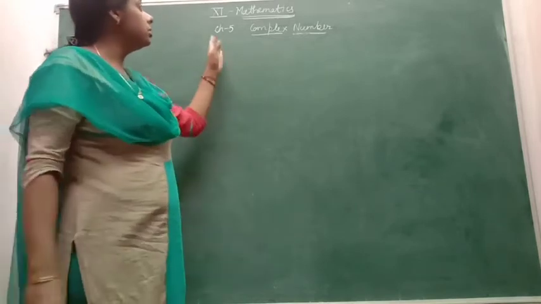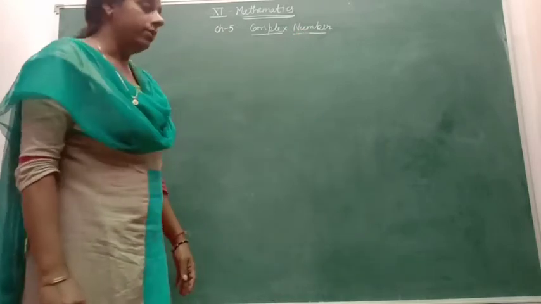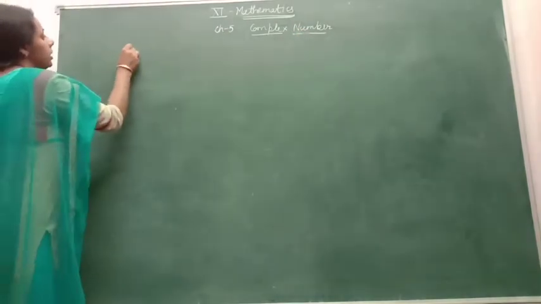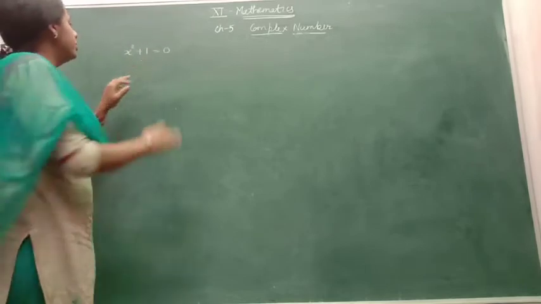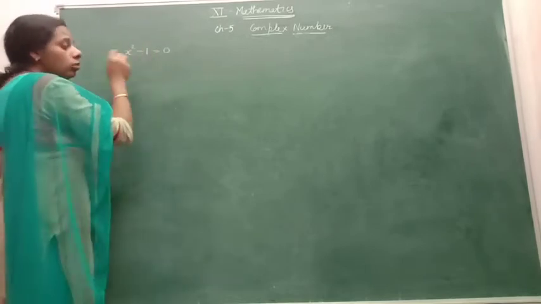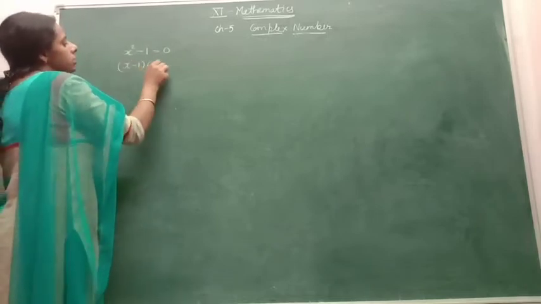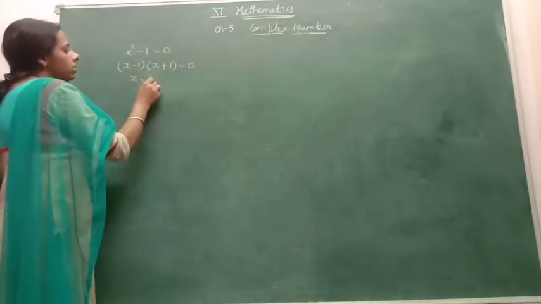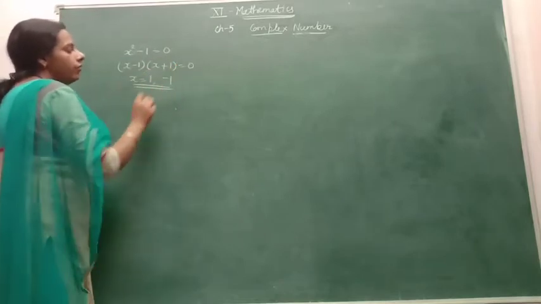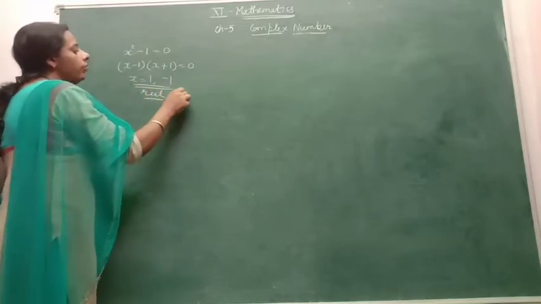Now our topic is complex numbers, that is Chapter 5. You know about this quadratic polynomial very well. You know the factors of this one. How can you make the factors? x minus 1, x plus 1 is equal to 0, and you get the factors 1 and minus 1. These two are the factors, that is, the real numbers are the factors of this problem.